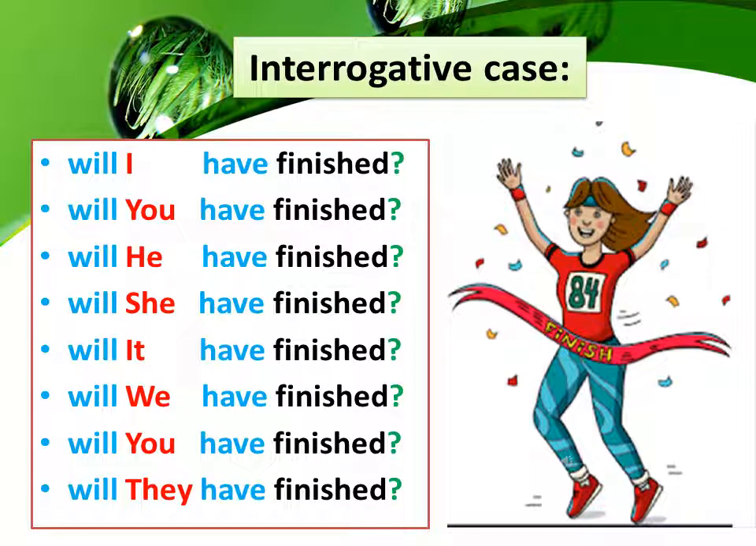Okay, now let's see the interrogative case يعني question طرح سؤال. So will I have finished? Will you have finished? Will he have finished? Will she have finished? Will it have finished? Will we have finished? Will you have finished? Will they have finished? So here notice what happened, that we start with will, then subjects pronoun, then have. Okay, so there is an inversion between auxiliary will and subjects pronouns. Okay, هما اللي كيوليو في الأول will and subjects pronoun, after them then have and finished. Okay, so this is the interrogative case.